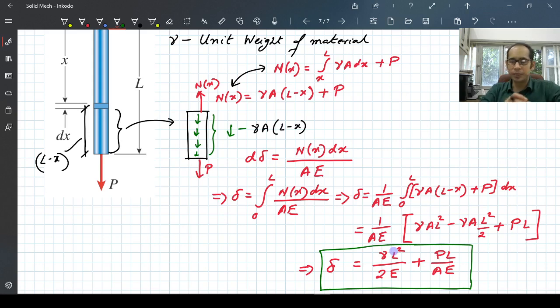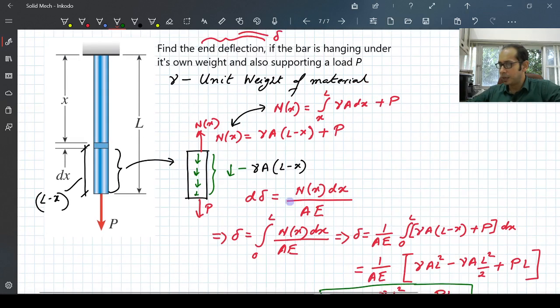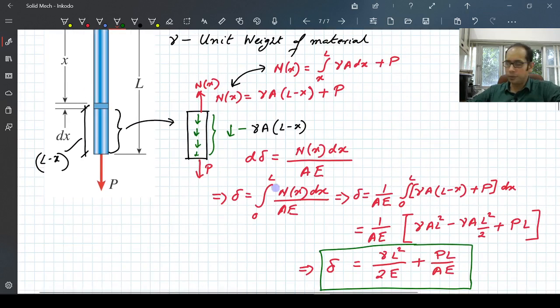So I hope this problem example was clear. We had a bar which was hanging off its self weight and this load P, and we took a small section, found out the internal force that is there, and from that we calculated the overall deformation delta that was there.